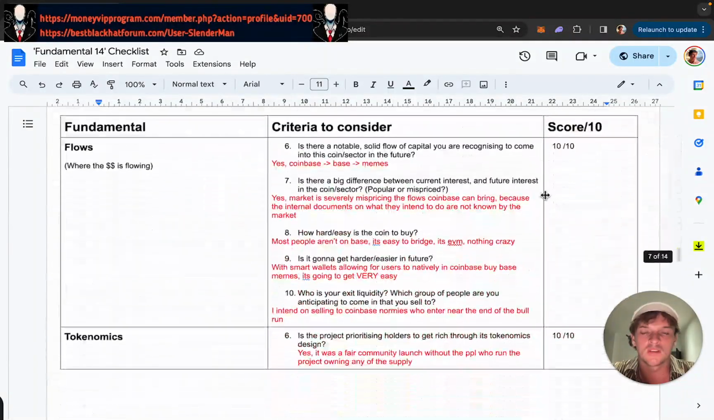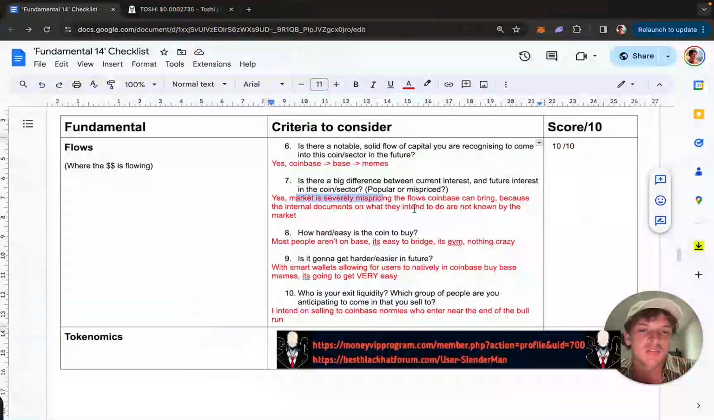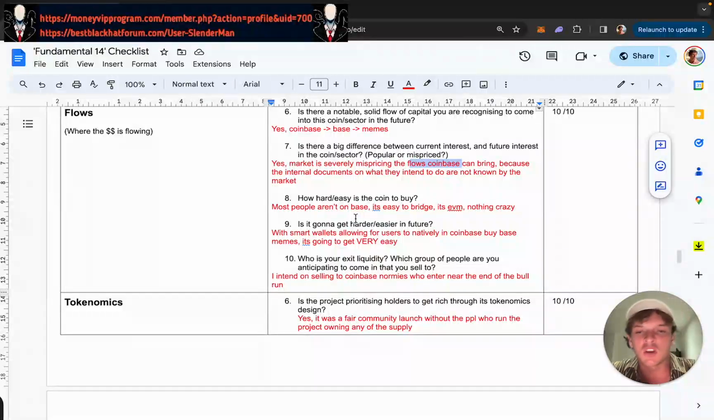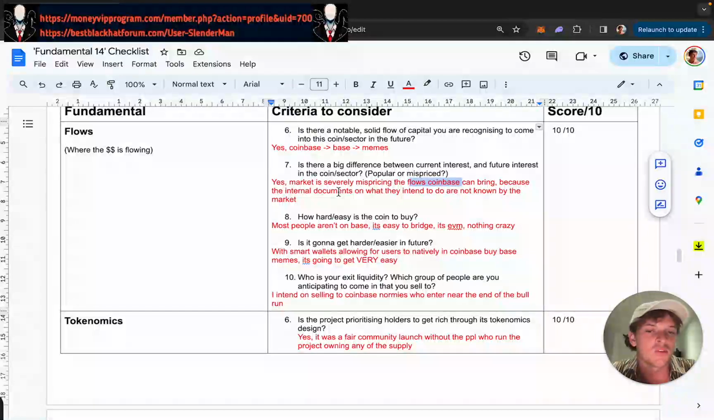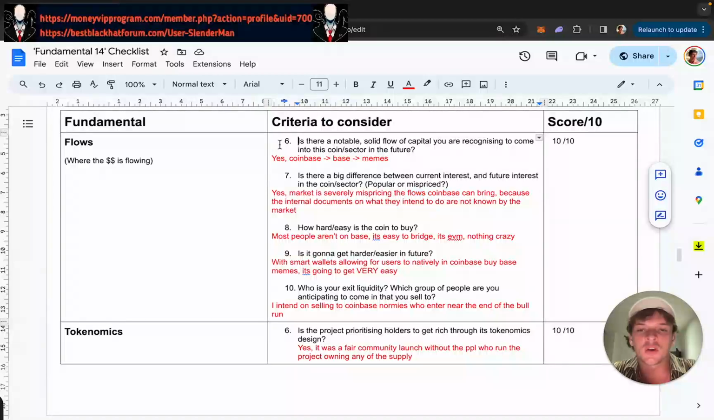Is there a solar flow of capital? Yeah, well, it's Coinbase to Base to memes. Is there a big difference between the current interest and the future interest? Yes, the market is severely pricing the flows. I honestly don't really want to read every question and every answer. I just can't be bothered. You guys can do this in your own time, or you're gonna fall asleep if I do it. But basically, there's just questions on flows.